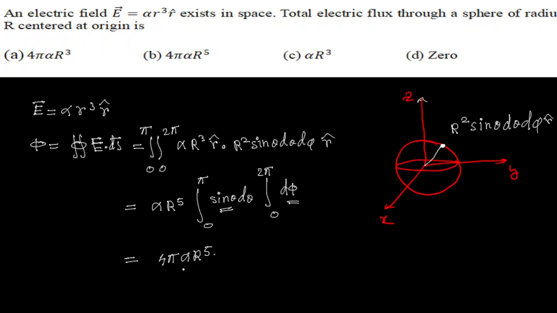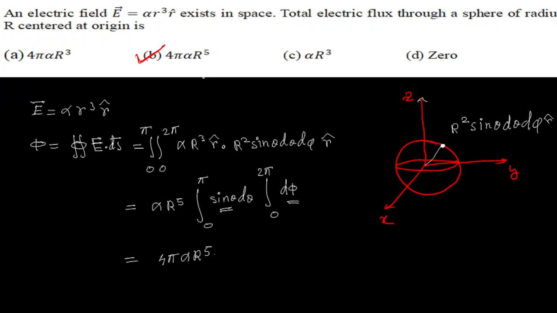Alpha and r to the power 5. So the correct answer will be option B. So the total flux will be 4 pi alpha r to the power 5.